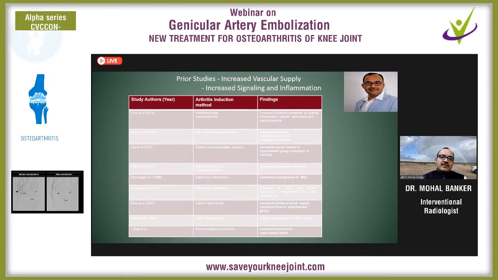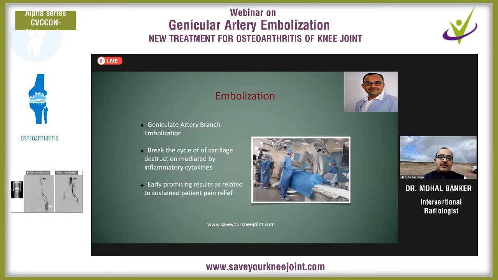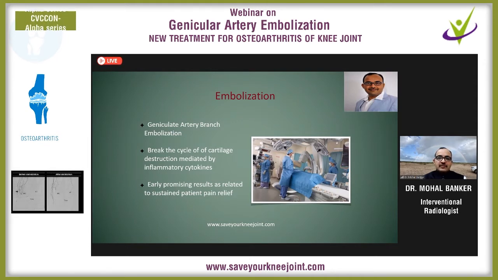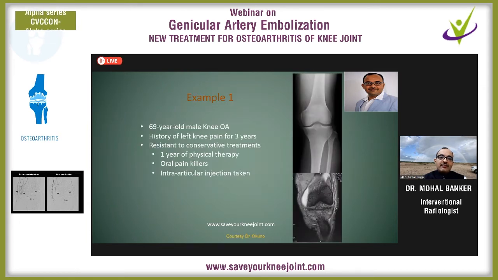There are many studies which suggest increased vascularity due to chronic inflammation, and this process goes on continuously. So selective genicular artery embolization is very important to break the cycle, to prevent the cartilage damage, and it is helpful. So let's see the examples now.